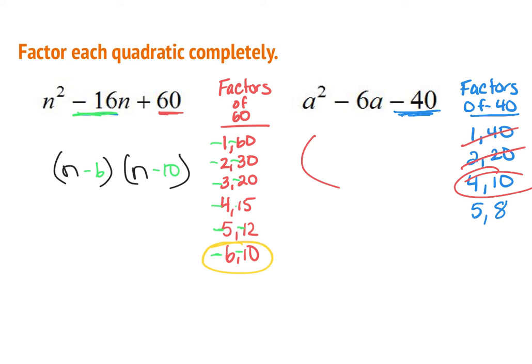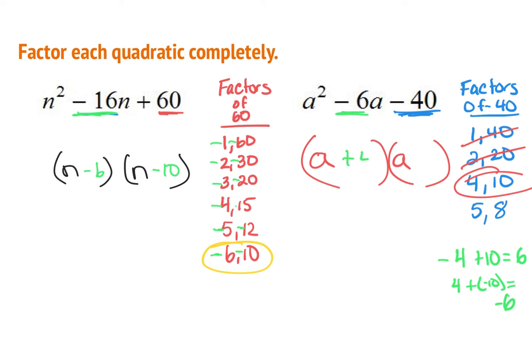So I am going to split up my a's, writing it one time. And now I'm going to check which one should be positive. So let's try negative 4 plus 10. That gives me positive 6. That's not going to work because it has to be negative 6. So let's try positive 4 plus a negative 10, which really means 4 minus 10. That does give me a negative 6. So now I know that it's going to be a positive 4 and a negative 10.